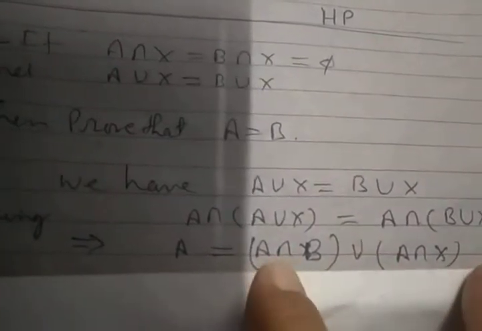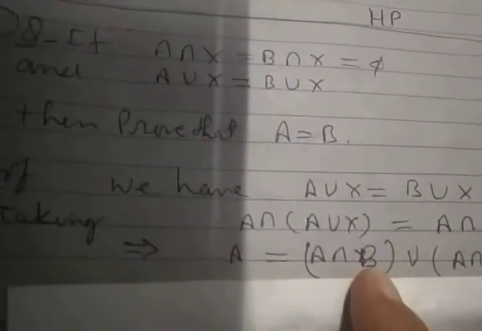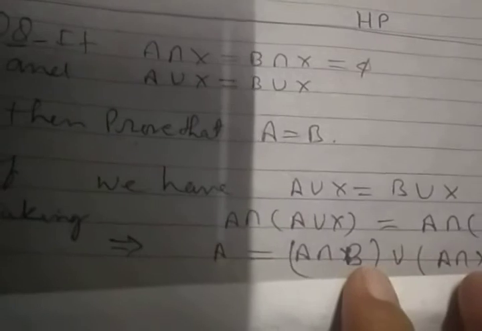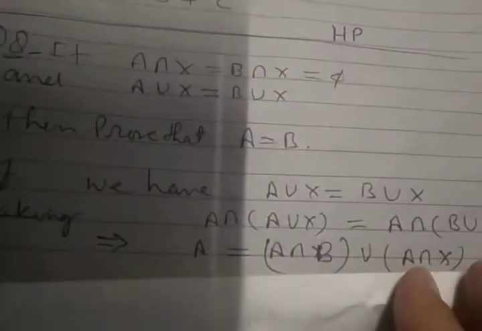Now after that, the next step is on the next page, but you must remember this step so that you can understand next. A intersection B union A intersection X is equal to A.